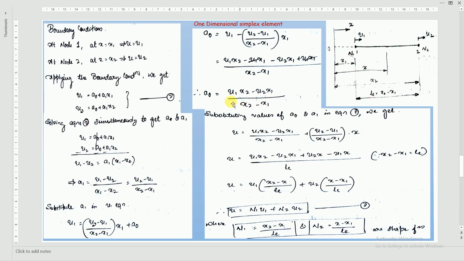Did you get it till here? First you listen to me. Did you get it till here? So first let me explain again. What are the boundary conditions? At node 1. Explain again, sir.